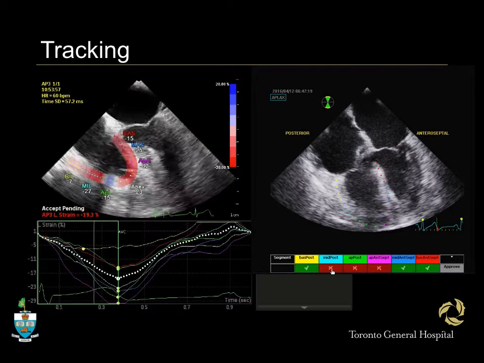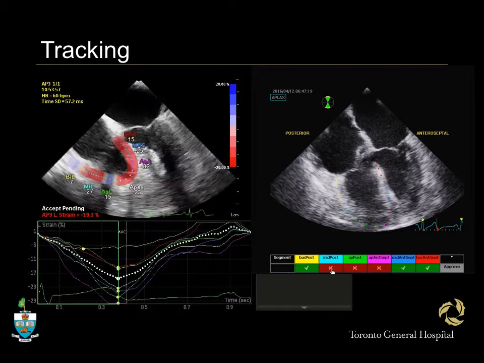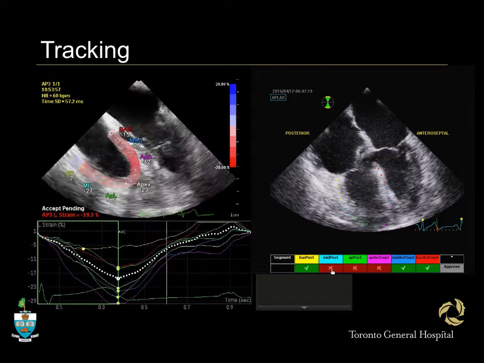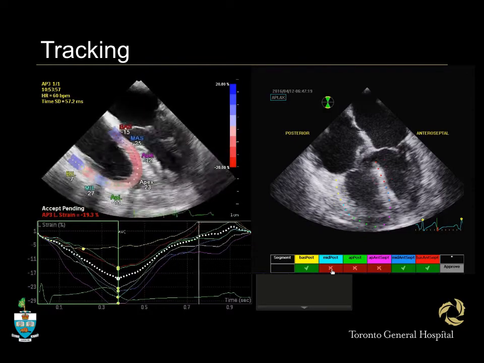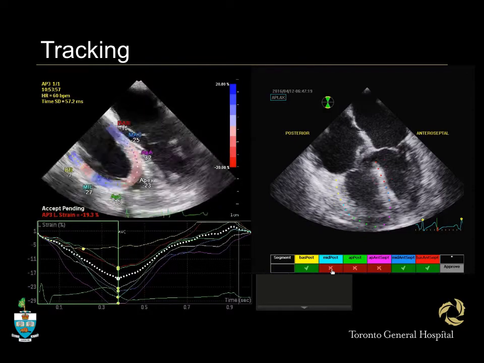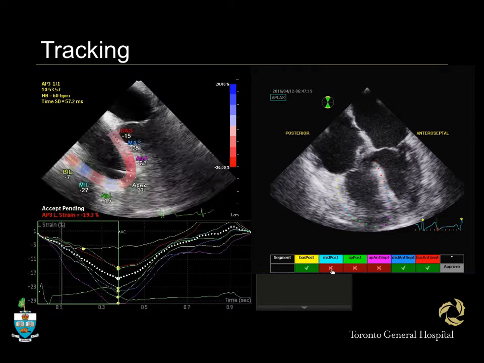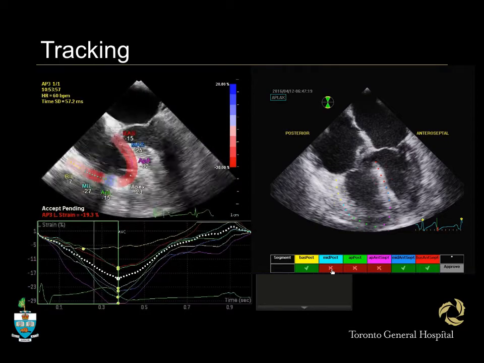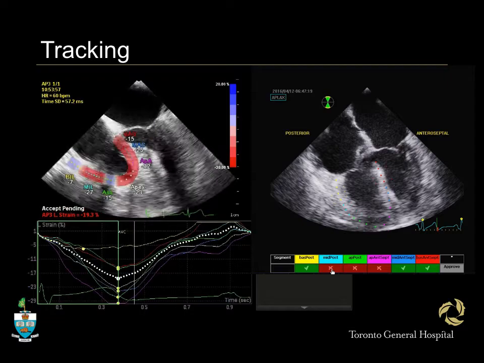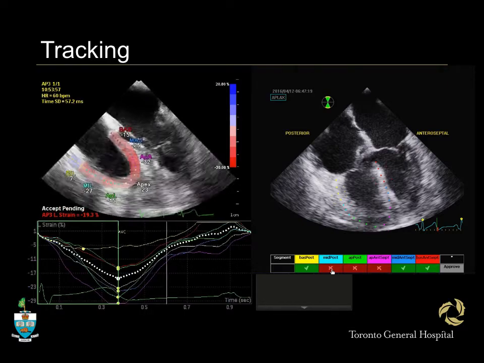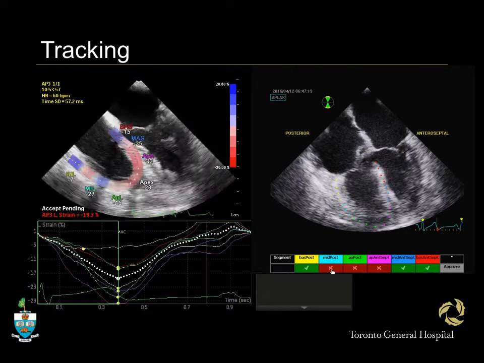And that's what GE has, and it's the only vendor that has a tracking quality assessment. So when you put your dots and then the software tracks the walls, it gives you these check marks here. Where it's green, it means that the tracking is pretty good. When it's red, the tracking is not good.